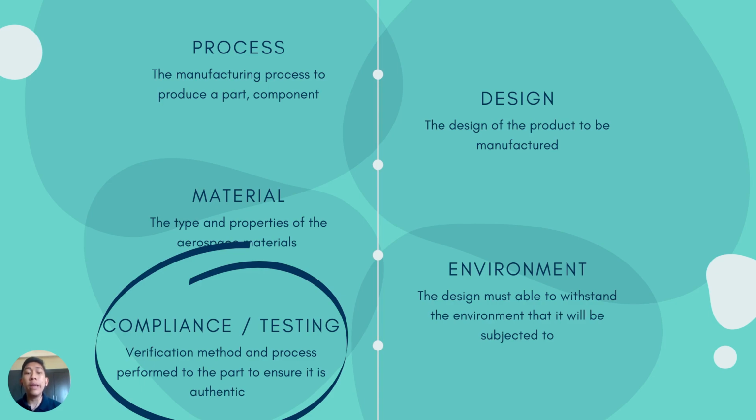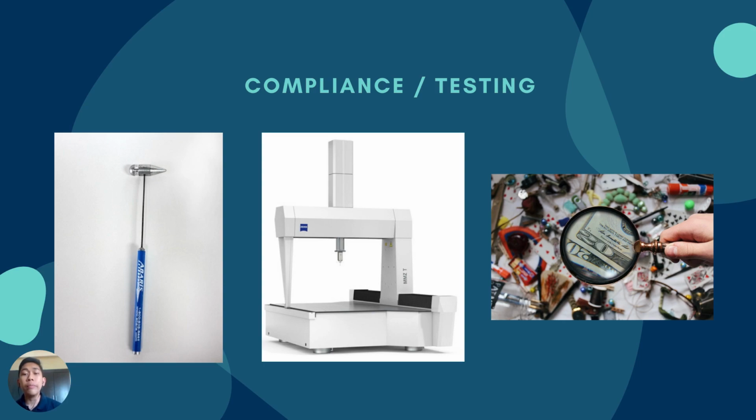And finally, it comes to compliance and testing. It is a verification method and process performed on the parts to ensure that they are authentic. There are 3 main methods. The first one is a tap test hammer, which is to check the vanes of the OGV, to make sure that it is filled. The next one is using a coordinate measuring machine to check the drawing, the length and the dimensions of the OGV. And finally a magnifying glass, which is used to inspect visual defects or any visual dents, to make sure that it is compliant to complete its process.